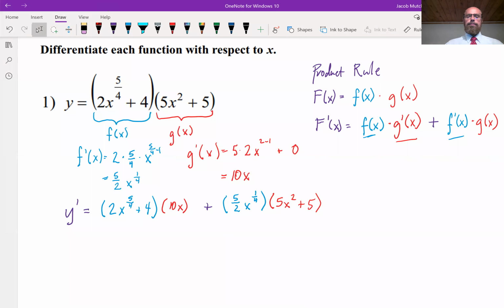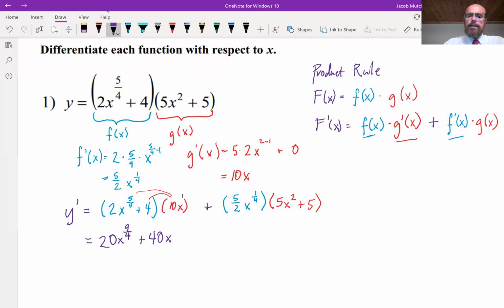So I want to distribute and then combine like terms so that this is in the form of a polynomial. So I'm going to distribute the 10x to both terms in the original there. So this is now 20, and then x, I need to add my power. So 5/4 plus 1, it's like 5/4 plus 4/4. So that's 9/4. Okay, second distribution, 4 times 10x is 40x.